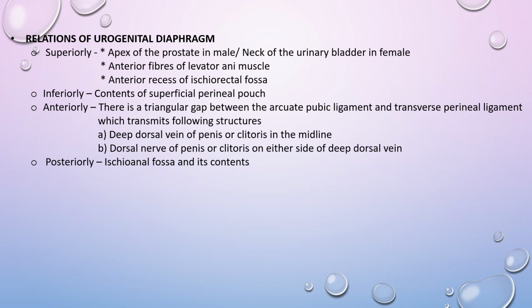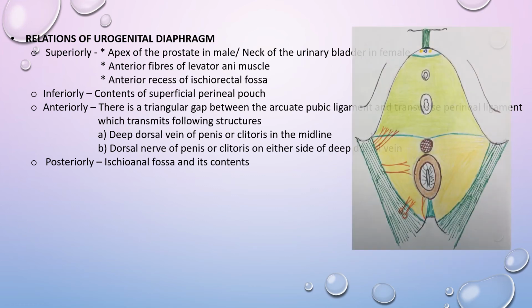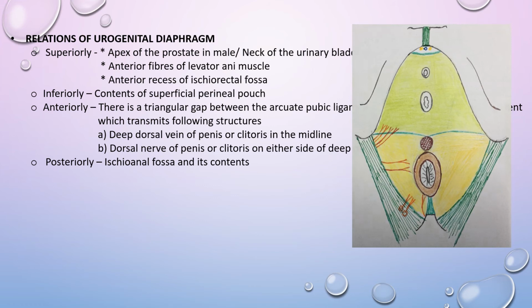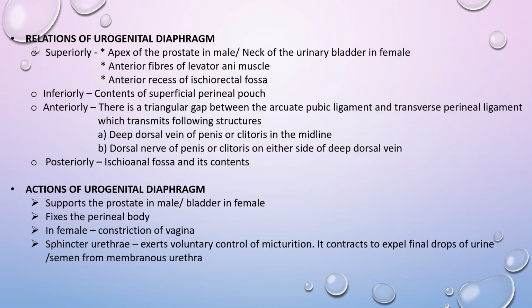Posteriorly, the urogenital diaphragm is related to the ischioanal fossa and its contents. In the diagram, you can appreciate the perineal membrane. Behind the perineal membrane, on either side of the anal canal, lies the ischioanal fossa. So the ischioanal fossa and its contents form the posterior relations. Coming to the actions of the urogenital diaphragm, these are nothing but the actions of the muscles of the urogenital diaphragm. To sum up, the urogenital diaphragm supports the prostate in male and the bladder in female.